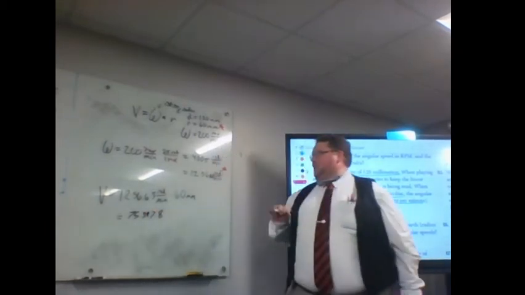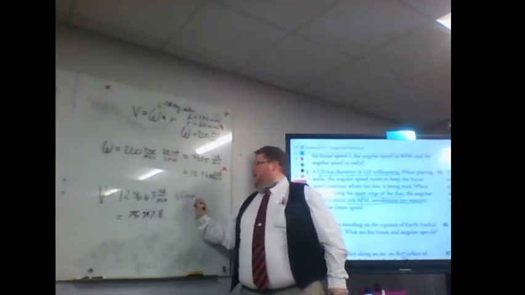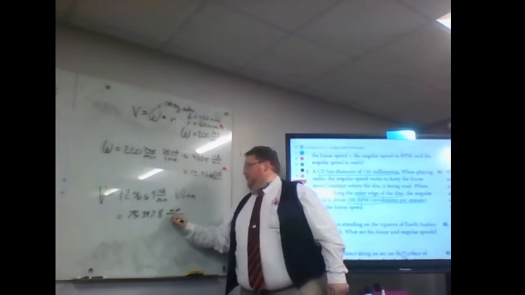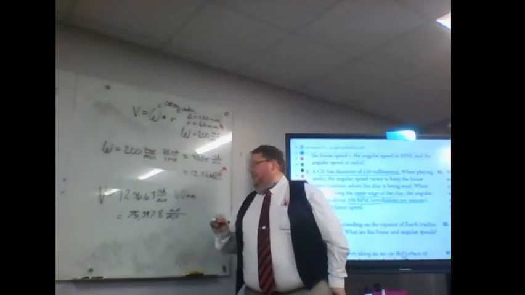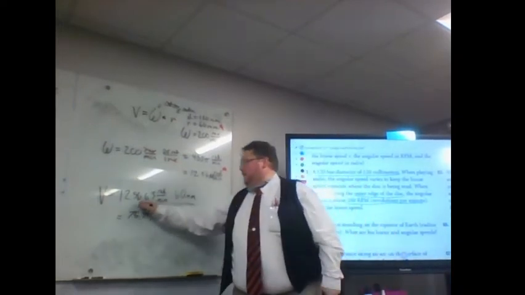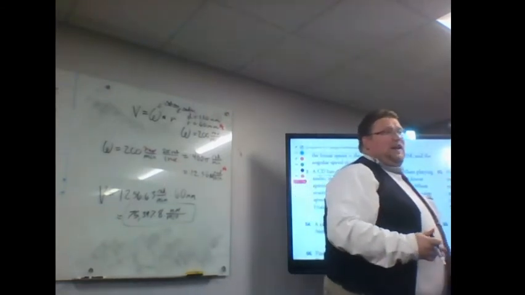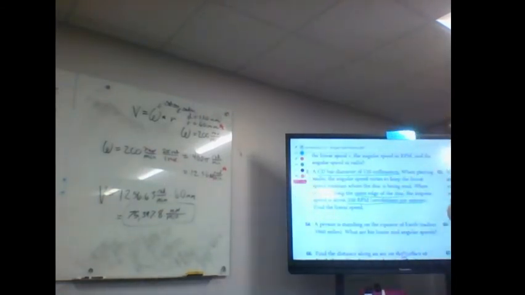Okay, let's talk about the unit. Radian is a unitless measurement, meaning radian times millimeter will be just millimeter. Minute is a minute. So this is 75,397.8 millimeters per minute. It did not request it in a specific form, like meters per second or something random. So it just said find linear speed. We've done that. The problem is over.